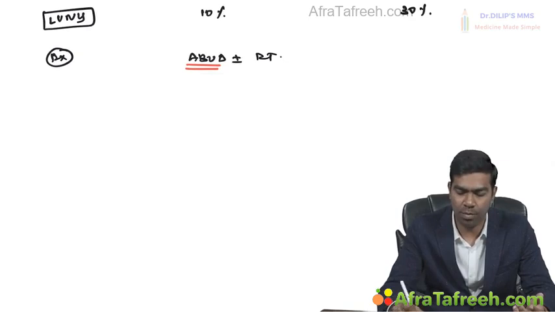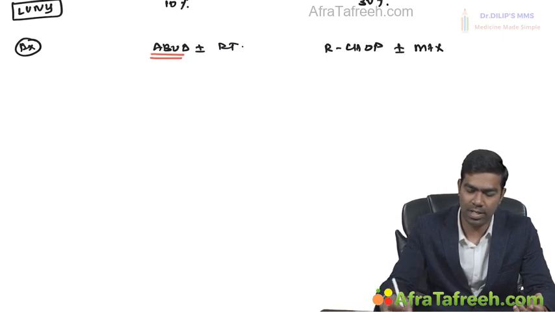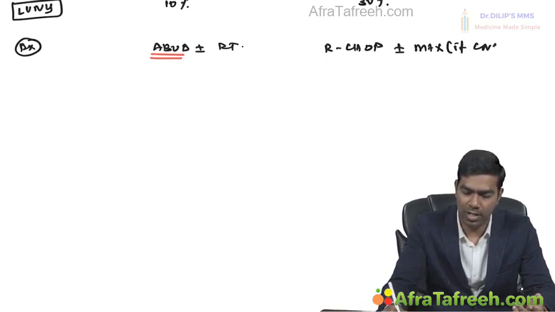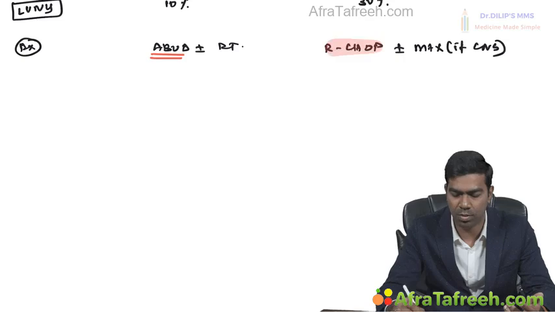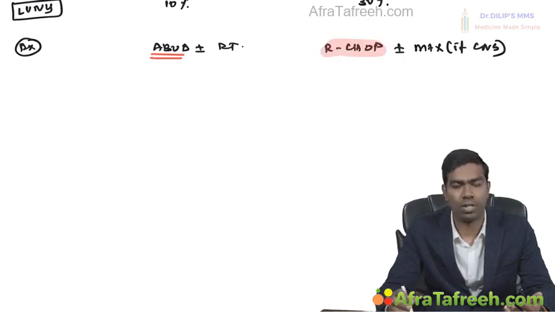And for non-Hodgkin lymphoma, we are going to classically give R-CHOP plus or minus methotrexate in case the patient is having CNS disease. If CNS involvement is suspected, usually we give methotrexate also as an additional therapy along with the R-CHOP regimen. R-CHOP is the commonest regimen used in non-Hodgkin lymphoma.